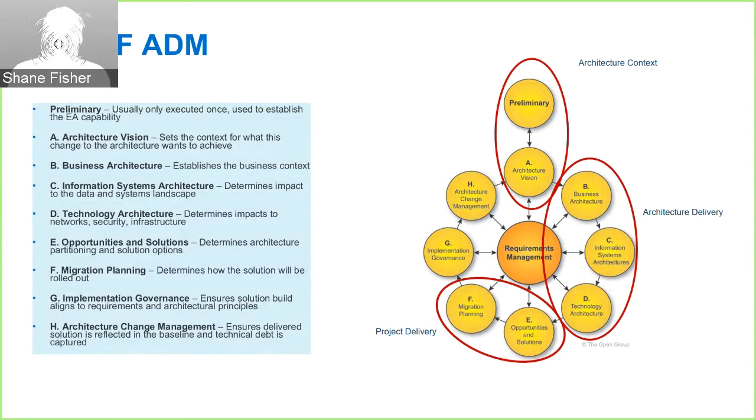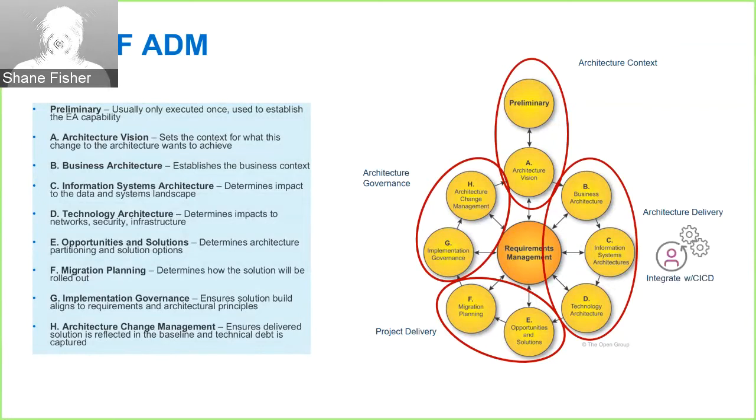Project delivery is, okay, the project is firing on all cylinders. People are building stuff, they're testing stuff. And then architecture governance is where we're wrapping it all up. We've delivered it, and let's commit it to the repository, so that the next architect that shows up has something he can go to and reuse.